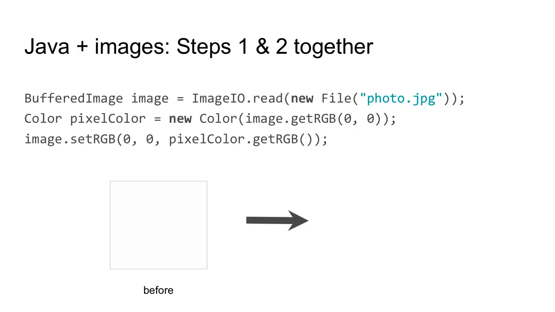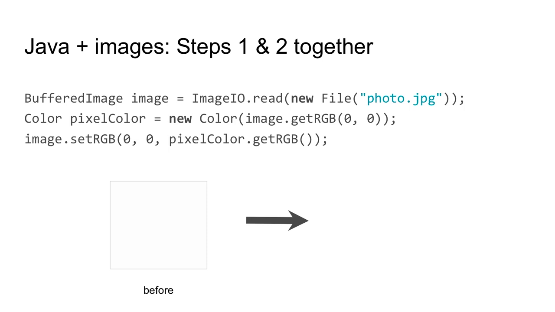So, all right, we have a buffered image. We have a color object. We are almost done here. So let's put this all together. I create my buffered image. This is line one. We've seen this before. I say get the pixel at 0, 0. Oh, by the way, with arrays, we start counting at 0. So column 0, row 0 is the very first pixel. So get that top corner pixel, turn it into a color.